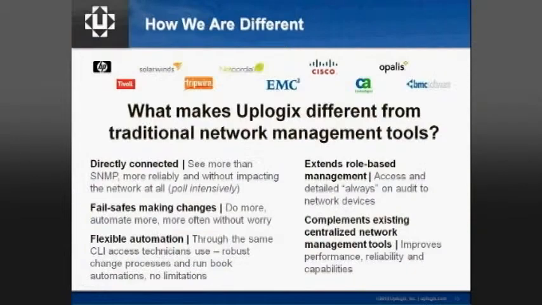What makes Uplogix different? Just to sum it up, we're always directly connected, right? Like SNMP, we get the same data, but we get it when the networks are down, which is really when you need this functionality. And then we poll very intensively, at about 10 times the frequency of most network monitoring tools. We're a fail-safe safety net for making changes. Really, regardless of the change you make, we have the ability to recover from it, whether it's in the middle of a change window, or if you're doing troubleshooting in the middle of a live production network. We give you that ability to recover from finger fumbles and other diagnostics tests.